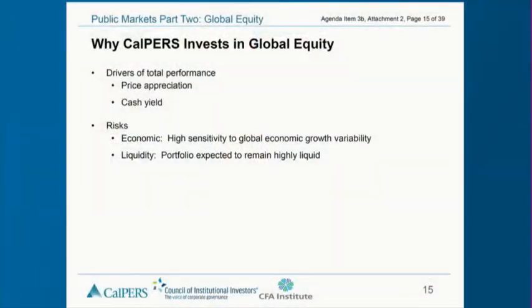You clearly have to worry about liquidity. The portfolio has got to remain highly liquid, particularly when you're paying out the size of payouts that you do. So clearly you've got to figure that out, but that's also another reason why you have fixed income and other liquid sources.